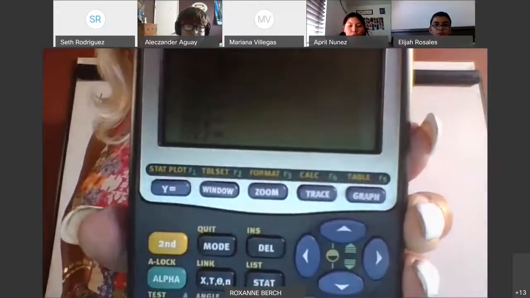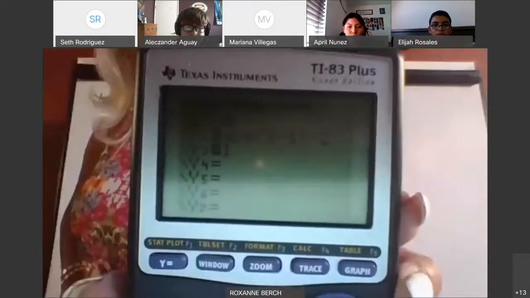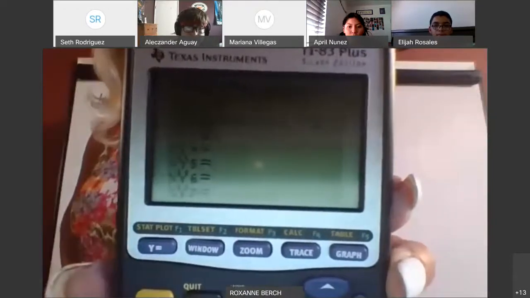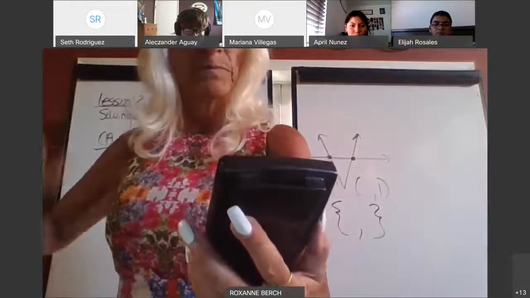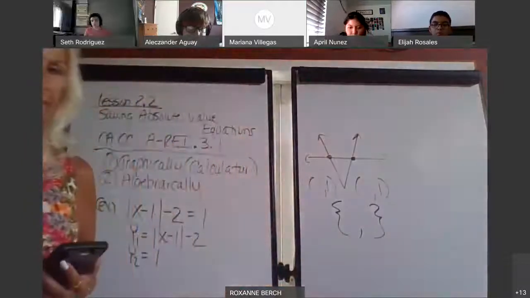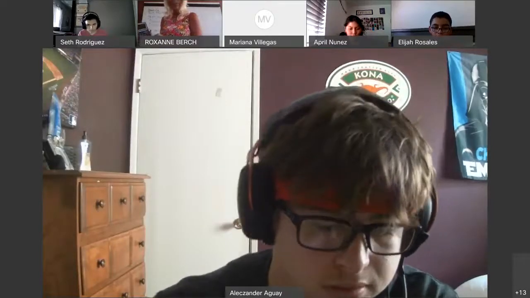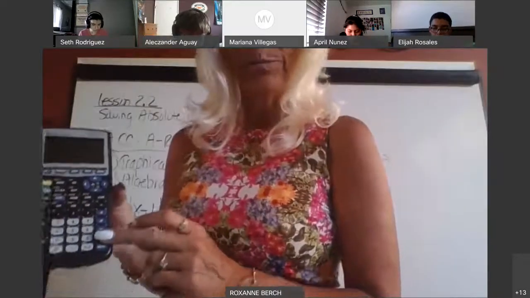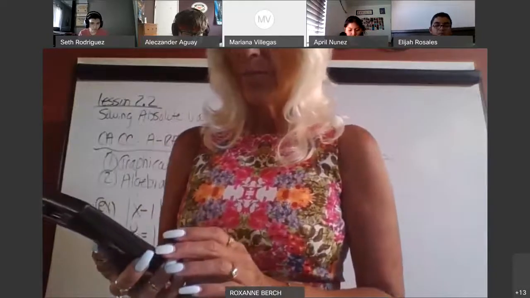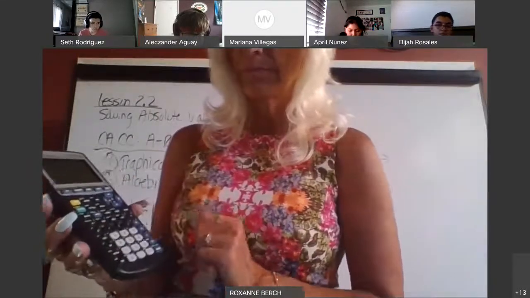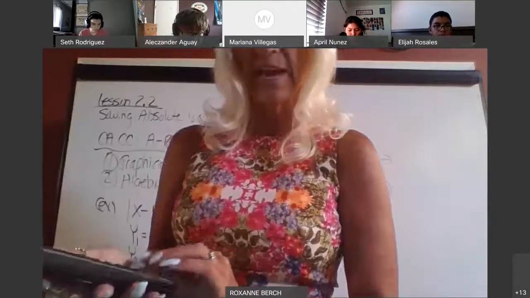Could you lower your calculator a little bit? I have mine like that, and it's still giving me the error. I'm going to reset your calculator. Go to second mem down here, second mem. After you do that, pick number 7, pick number 1, and then pick number 2 to reset your calculator.